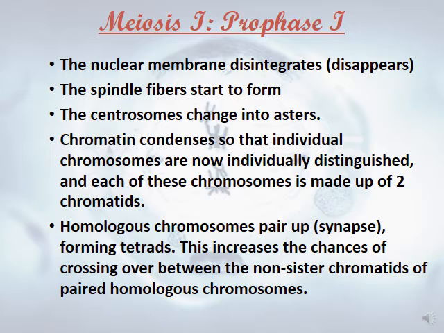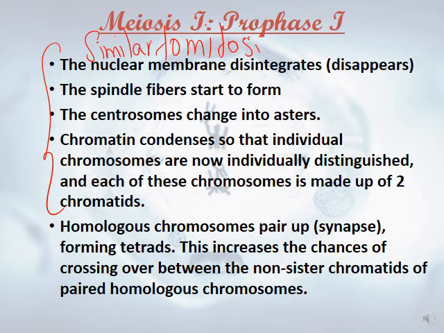Spindle fibers start to form. Centrosomes start to change into asters. Chromatin condenses, so that chromosomes are now individually distinguished, and each chromosome is made up of 2 chromatids. All of this is similar to the process of mitosis up till now. The only difference is in this stage.